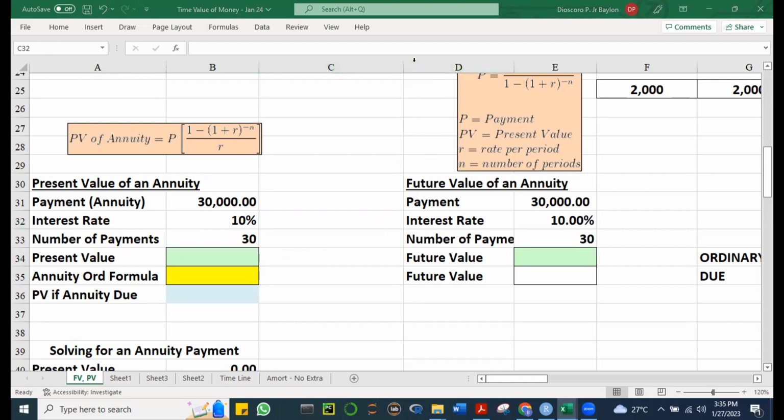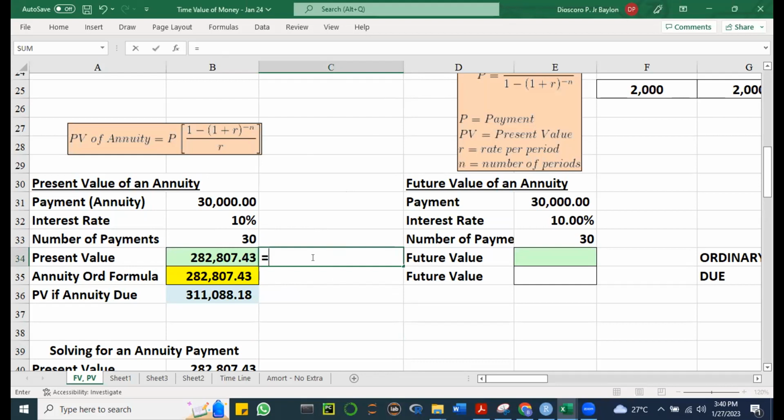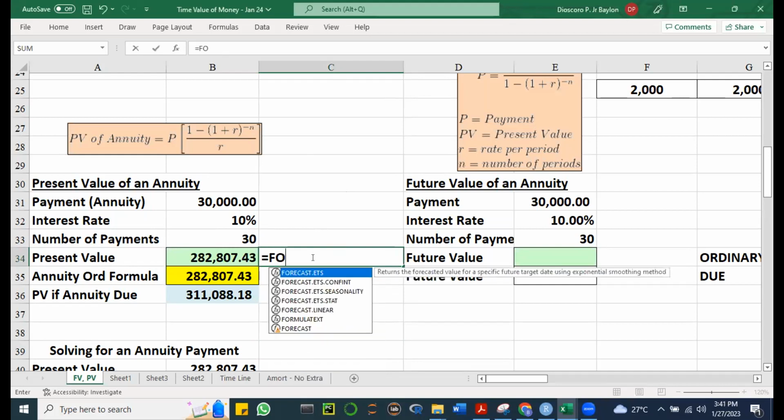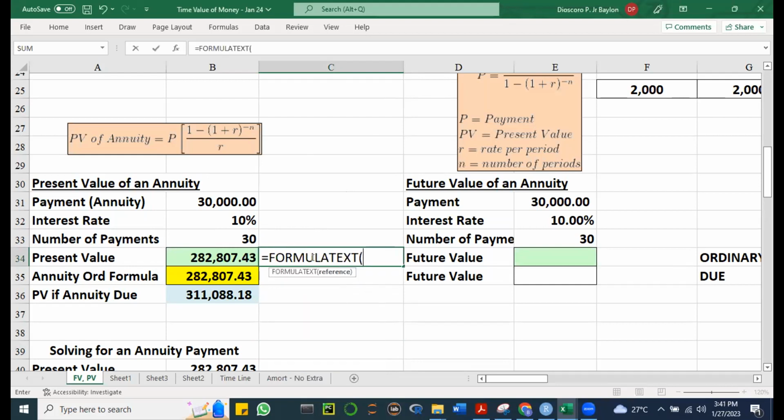Let me pause again. Okay, I'm getting, for the present value of an annuity of 30,000, earning 10% interest for 30 years, the present value is 282,807.43 for me. Did you get the same answer, class? Yes, po, sir. Okay, so let me copy the formula here.